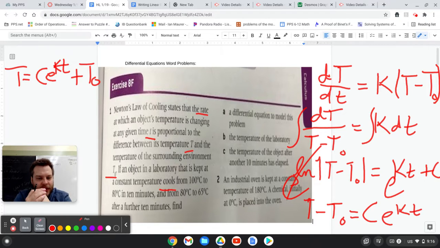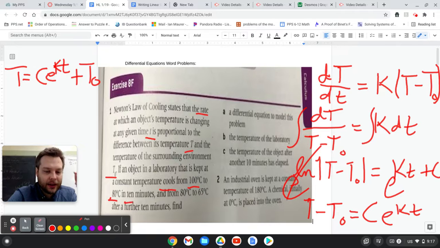If an object in a laboratory that is kept at a constant temperature cools from 100 to 80 in 10 minutes. And so that really gives me two different pieces of information. It tells me that when t equals 0, we are at 100 degrees, and when t equals 10, we are at 80 degrees. So let's start with the 0 and the 100.